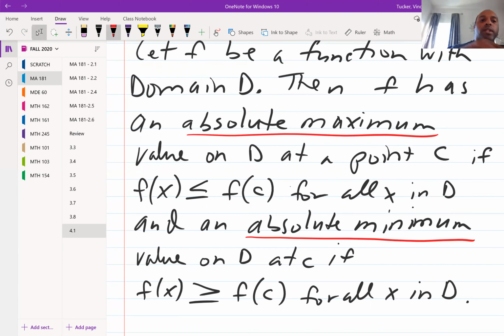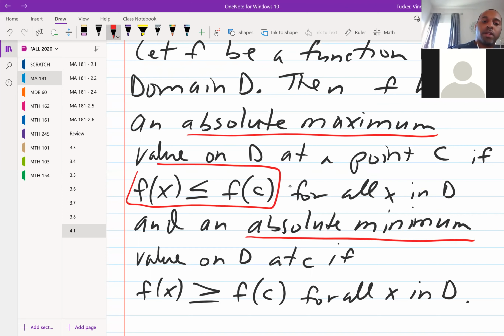Notice how this is set up right here, that f of c is greater than all values f of x that are in D. So it's greater than all f of x's for all x in your domain. So you're talking about the largest value, the absolute maximum, out of your function or on your graph. And then we'll have an absolute minimum in the domain.